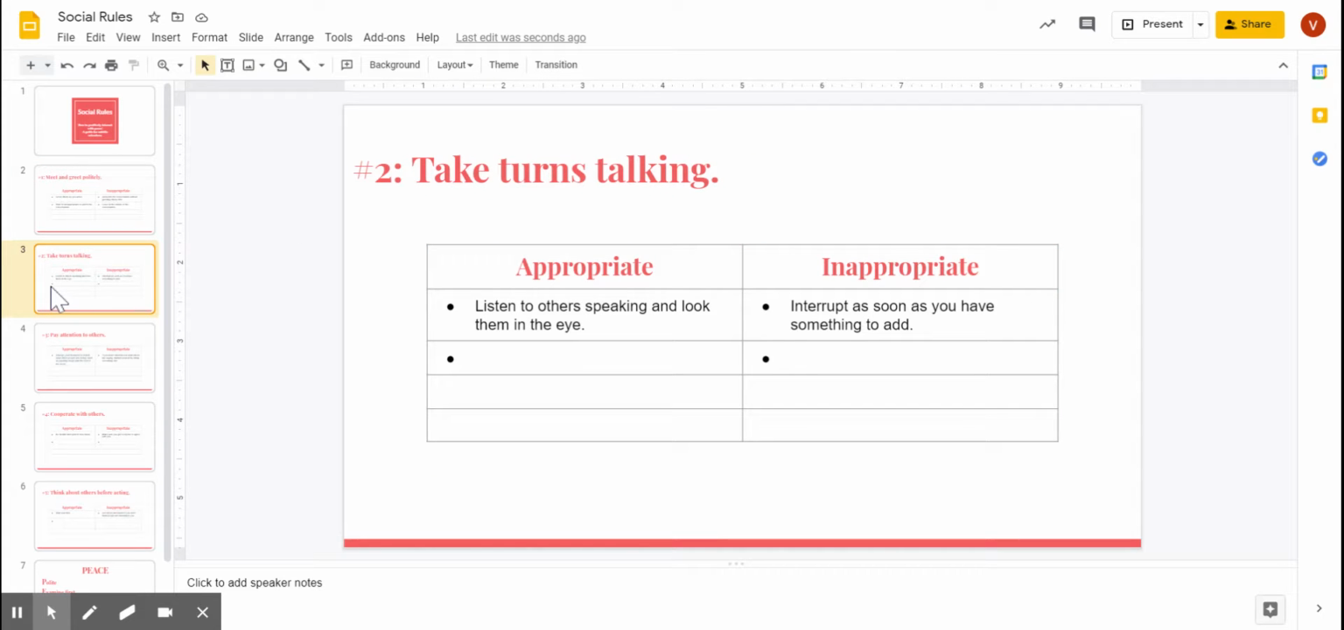Rule number 2 is to take turns talking. An appropriate way to do that is to listen to others speaking and look them in the eye. An inappropriate way would be to interrupt as soon as you have something to add. Can you think of another appropriate way?